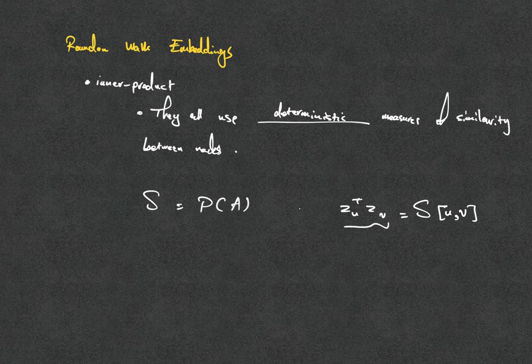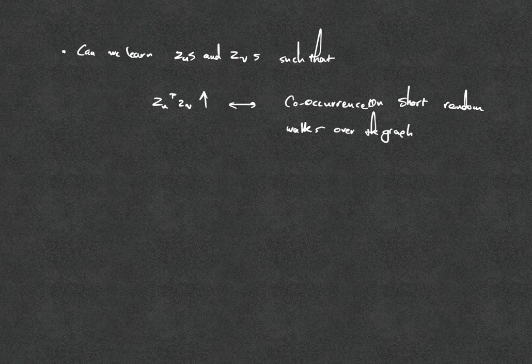Now recently there have been a lot of works using the inner product and applying it to stochastic measures of neighborhood overlap. So the question that these recent and innovative works are trying to answer is: can we learn node embeddings, for instance for nodes u and v, Z_u and Z_v, such that if two nodes are similar, meaning, for example, the inner product of them is high, that means they are likely to co-occur on short random walks over the graph. The two main models that we're going to talk about are DeepWalk and node2vec.